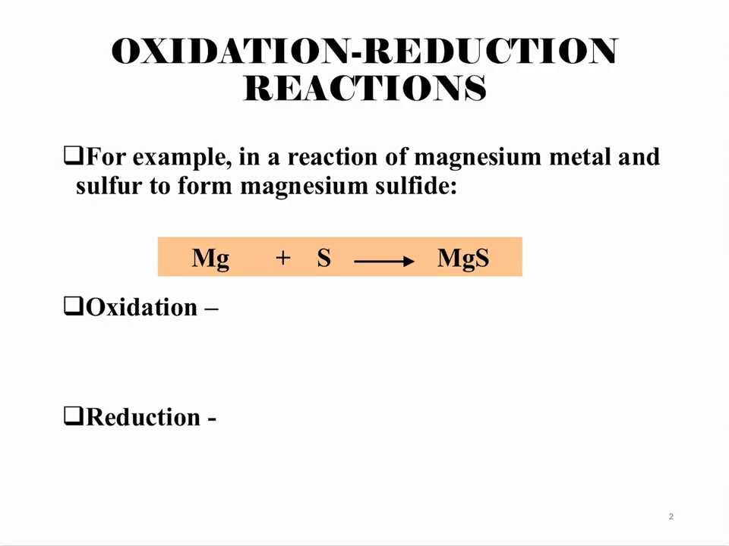Oxidation is what? What is the process of oxidation? Losing electrons. We lose electrons. And reduction is gaining electrons. And so how are we going to relate this to thermodynamics?